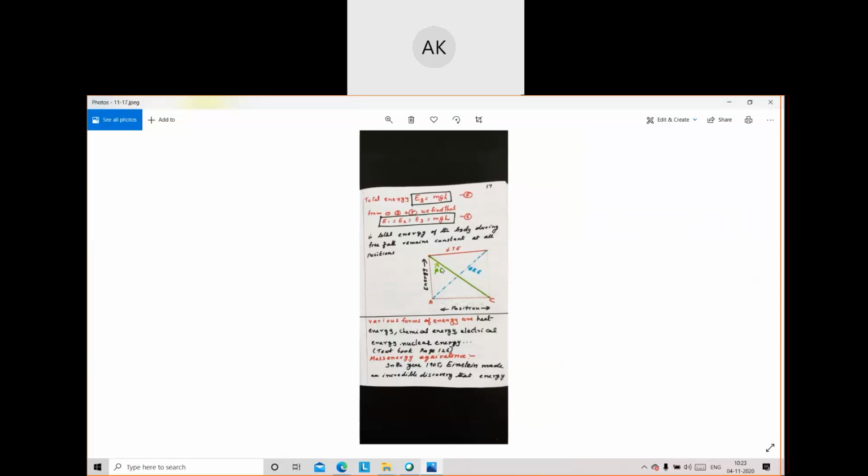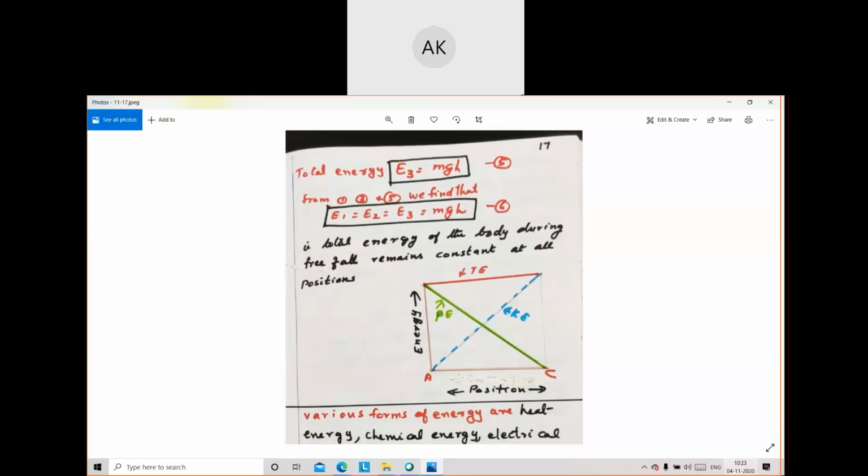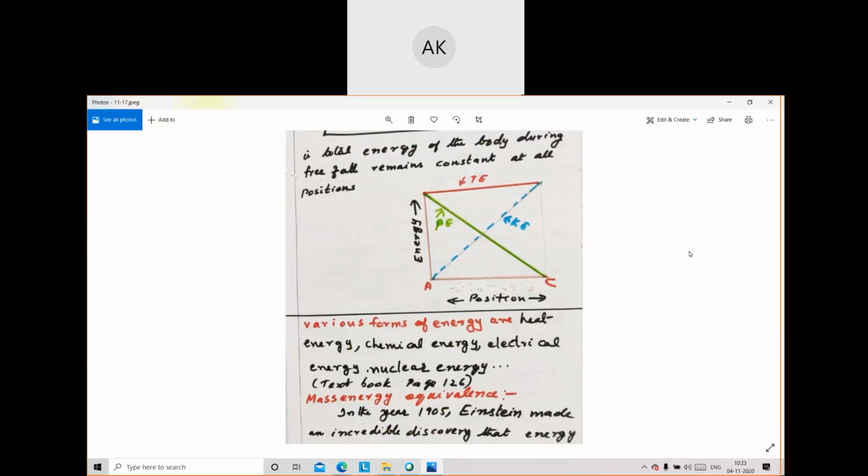So we have proved total energy is conserved during the free fall of a body. It is an important question, a 2-mark question: Show that mechanical energy is conserved during the free fall of a body. And we have plotted a graph also. A means the topmost point, it is stationary at A.